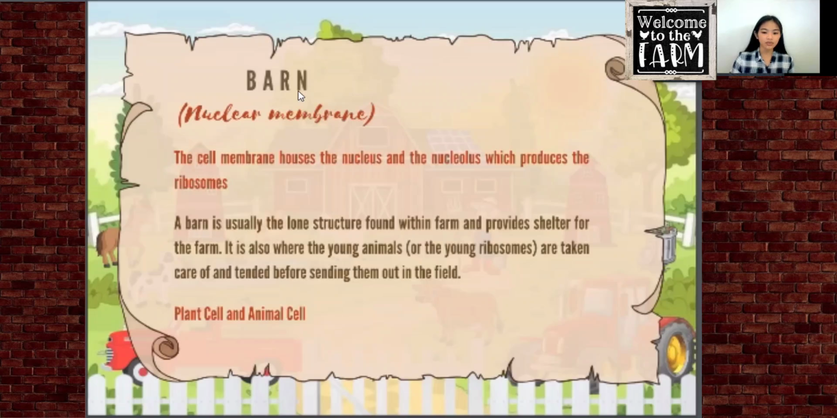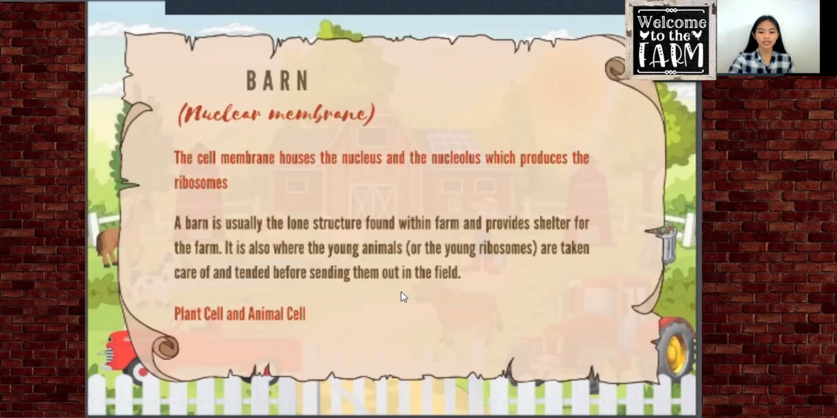The barn itself provides shelter for the farm, and it is also where the young animals are taken care of and tended before sending them out in the field. So, generally, these are essential structures housing the core components of the farm and the cell. The nuclear membrane can be seen in plant cells and animal cells.